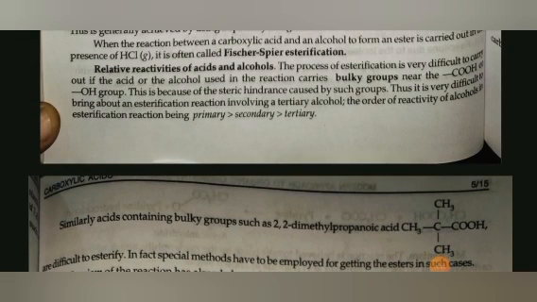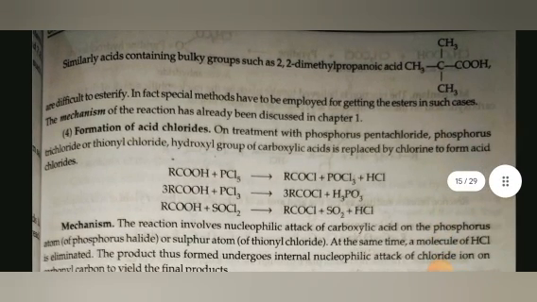Relative reactivities of acid and alcohol. The process of esterification is very difficult to carry out if the acid or alcohol used in the reaction carries alkyl groups near the carboxyl group or OH group. This is because of the steric hindrance caused by such groups. It is very difficult to bring about an esterification reaction involving a tertiary alcohol. The order of reactivity of alcohols in esterification reaction is primary, secondary, and tertiary. Similarly, acids containing bulky alkyl groups such as 2,2-dimethylpropanoic acid are very difficult to esterify. In fact, special methods have to be employed for getting the ester in such cases. The mechanism of the reaction has already been discussed in chapter 1.